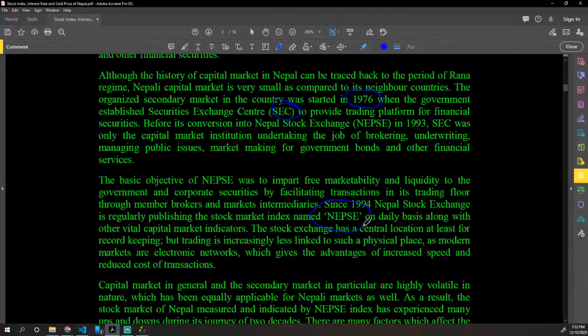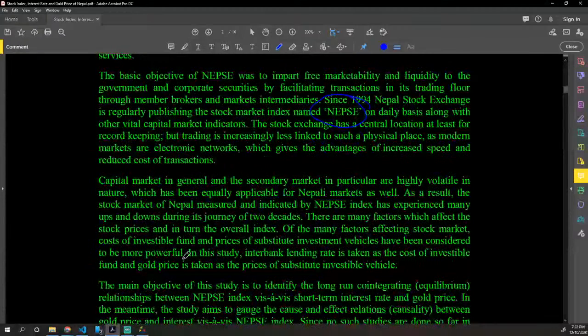What's the index? It's called NEPSE, along with other vital capital market indicators. The stock market has a central location, at least for record keeping, but trading is increasingly less linked to such a physical place, as modern markets such as electronic networks give the advantage of increased speed and reduced cost of transactions. Capital market in general and the secondary market in particular are highly volatile in nature.